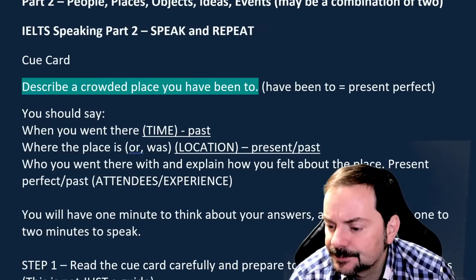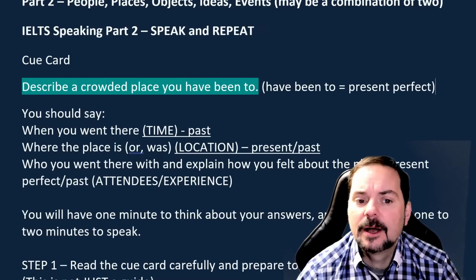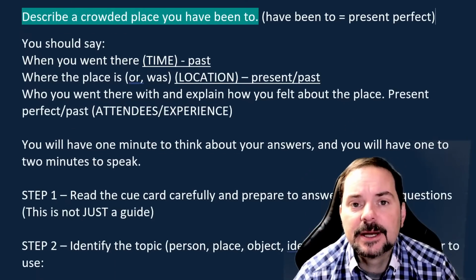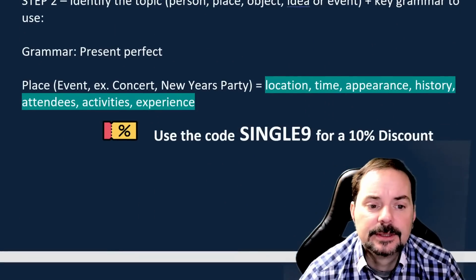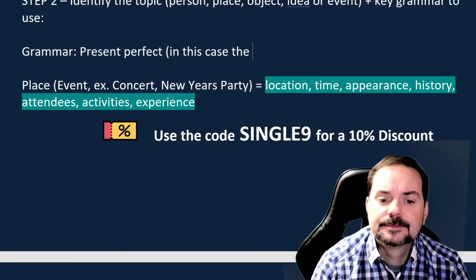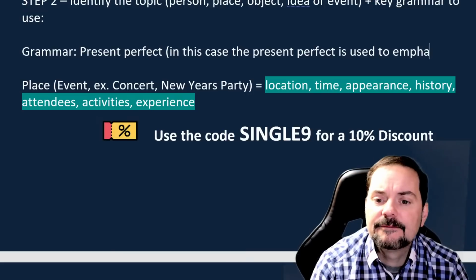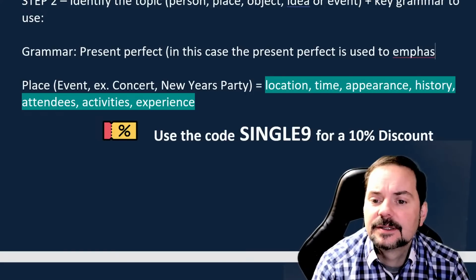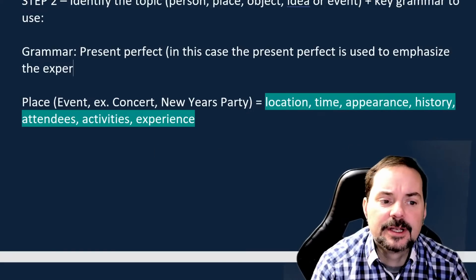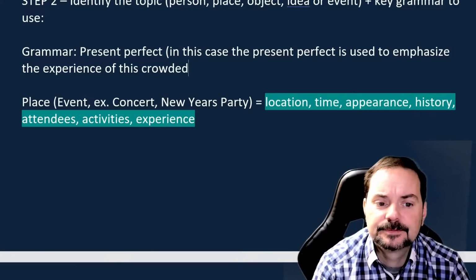Why? Yeah, Fuang, very good. Because it's emphasizing the experience here, right? In this case, the present perfect is used to emphasize the experience of this crowded place.